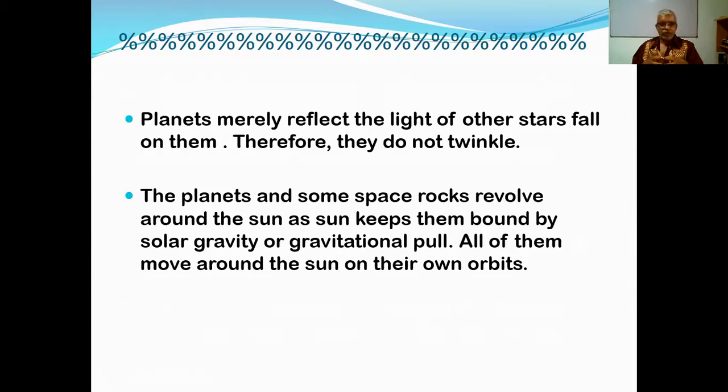Inside, the interior of the earth. Taking the sun, all the planets are attracted towards it. That is solar gravity. Because of this gravity, actually the solar system is set.